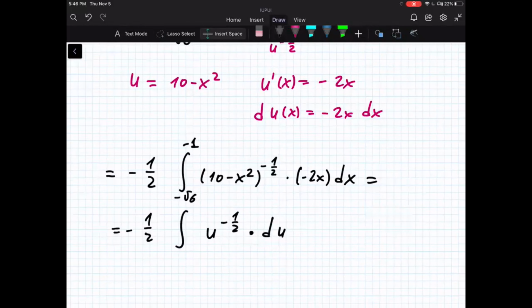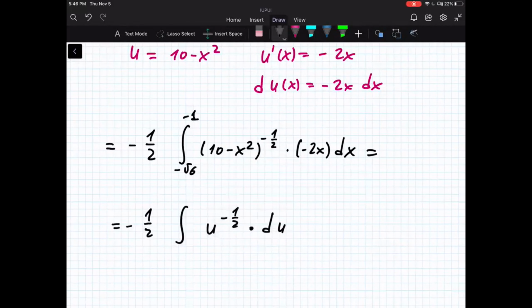And what should I write here? I cannot write here also minus square root of 6 and minus 1, because my u is not the same as x. So remember that what is integral from a to b f of x dx? This corresponds to the area under the curve f of x, where x runs from a to b, right?